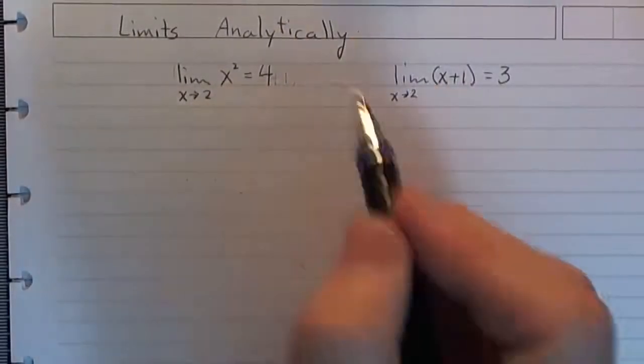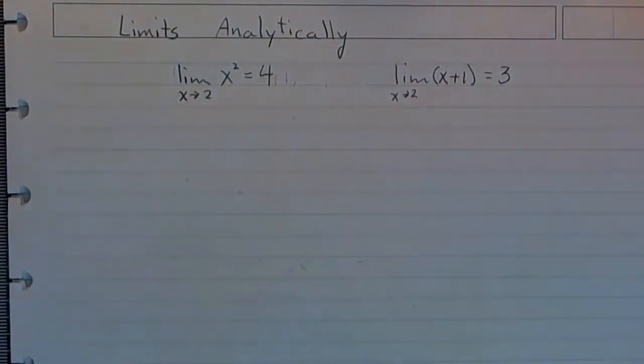So these are examples of evaluating a limit analytically. We didn't have to use a graph or anything. We could just plug right in. And that's the thing with polynomials and a lot of other functions. You can just plug in and get the limit. Now, you can't always, but a lot of times you can.